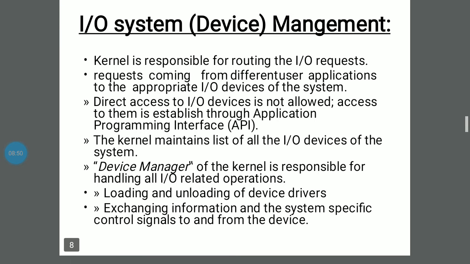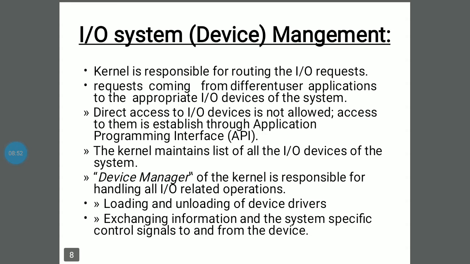And then IO system management. An IO system is a device which is connected with the computer. It can be an input or an output device. It can be a keyboard or a mouse, and output devices are things like a scanner or printer. So these are the input and output devices you can consider.